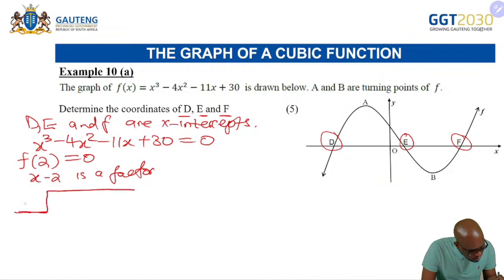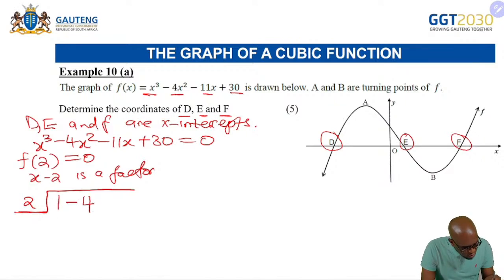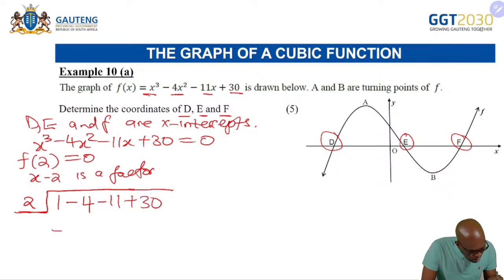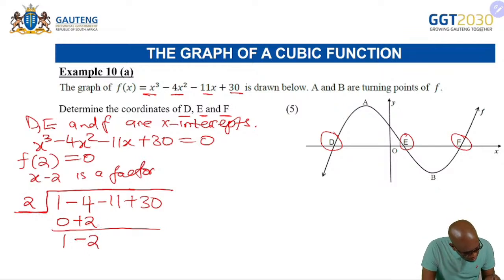I put my factor here, 2, and then I put the coefficients of all the terms here in descending order of the variable. I have 1, minus 4, minus 11, plus 30. And then I start with 0 here. 0, 1 plus 0, that's 1. 1 times 2, I get positive 2. Minus 4 plus 2 here, I'll get minus 2. I take that minus 2 and multiply that by 2 at the top. I get minus 4. Minus 11 minus 4, I get minus 15.